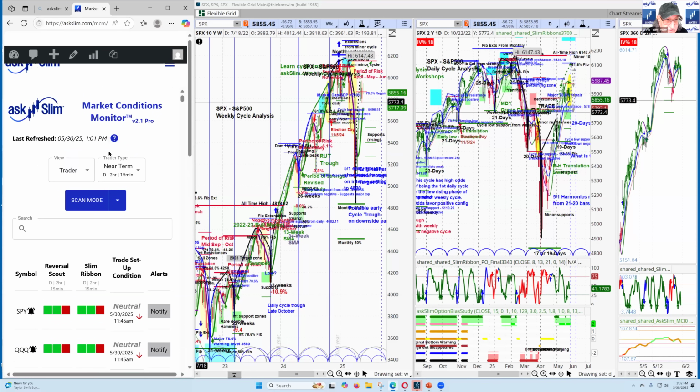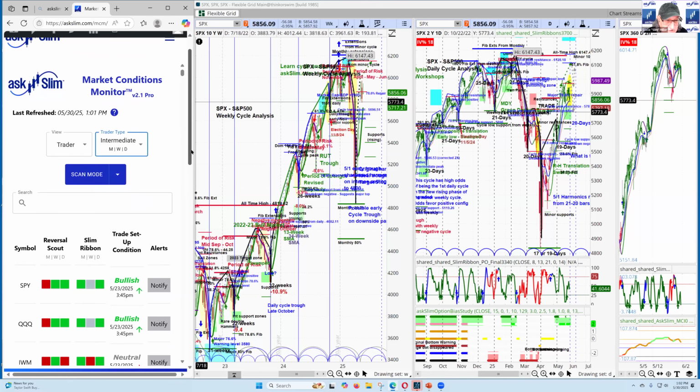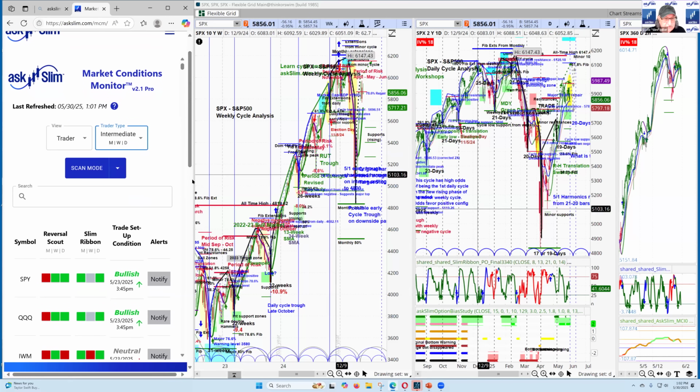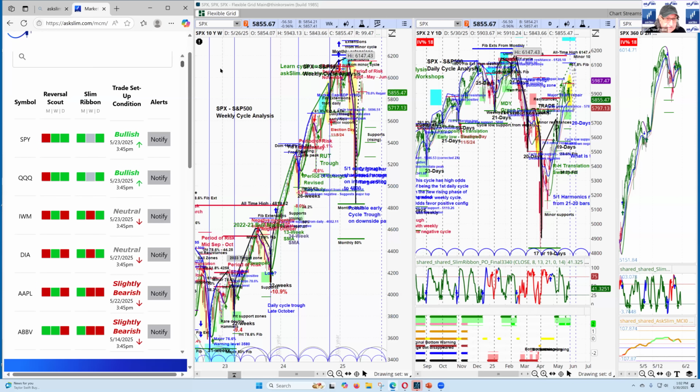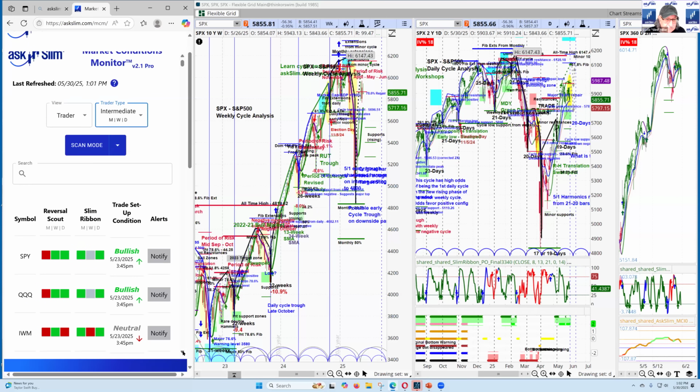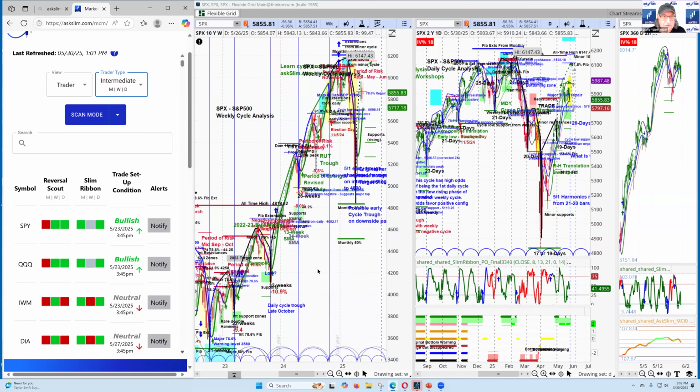So we're going to look first at the intermediate term. There you go. As you see on the trade setup conditions, the S&P 500, the QQQ, and the IWM are bullish, bullish, and neutral. I'm having a little trouble getting this in alignment. What is going on here? One second. There it is. Okay.